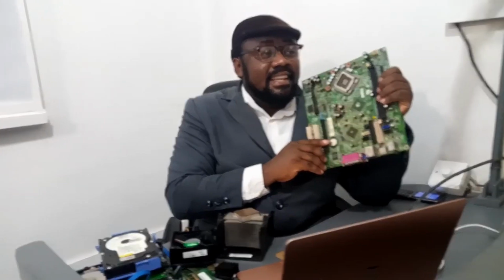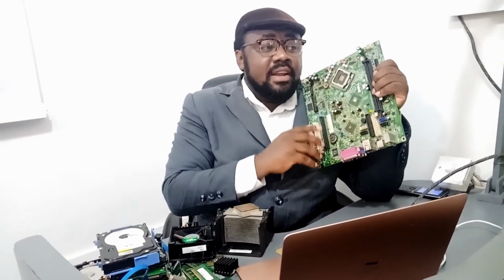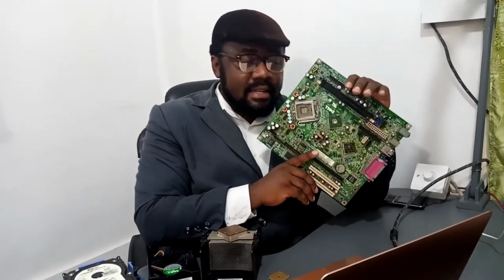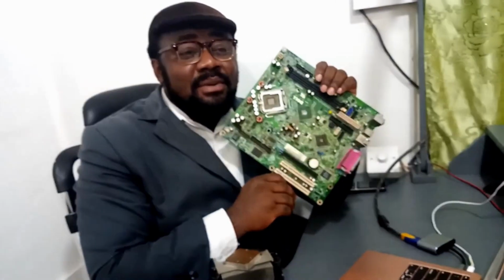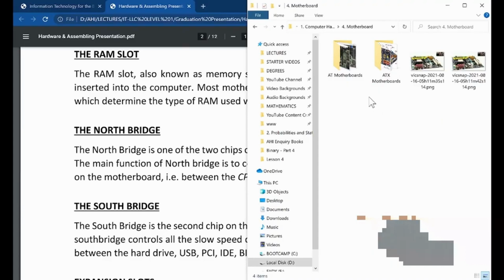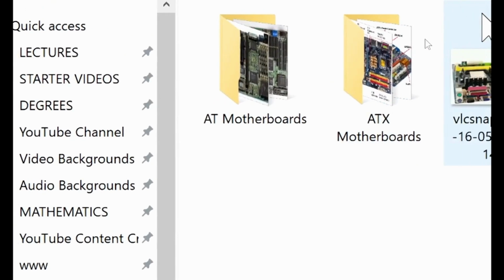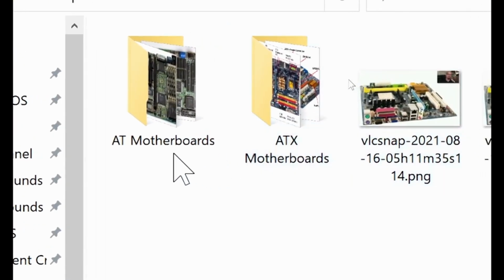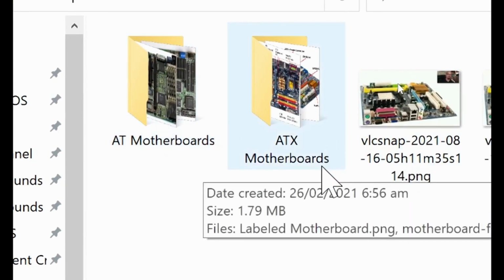Computers are designed in a way that whenever communication is going on, we have certain chips that control the communication. This motherboard is called an ATX motherboard. Many years ago, we had a motherboard called the AT motherboard. Let me try and show you the AT motherboard, and I think it will help you understand this a little bit. On this screen right now, you can see two folders, right? Please, are you here? Can you see two folders? This one is what? AT motherboard, and this is what? ATX motherboard.